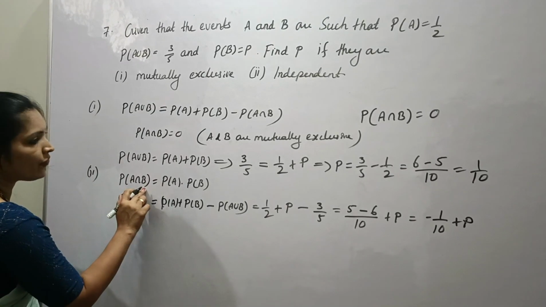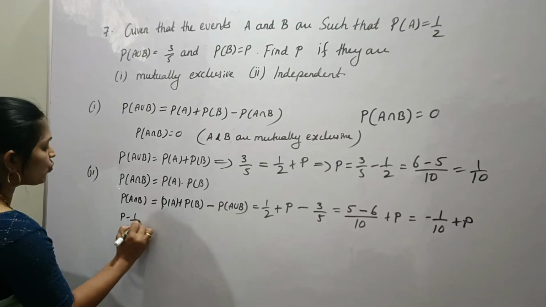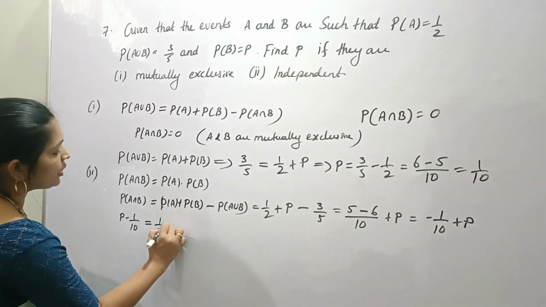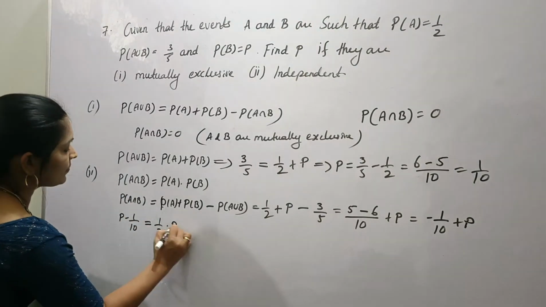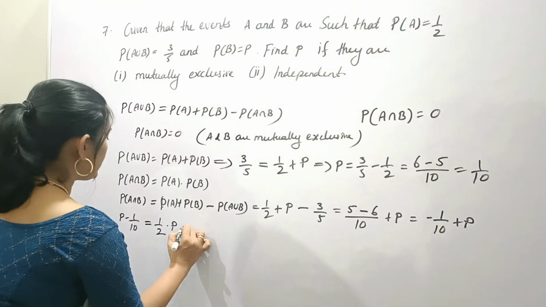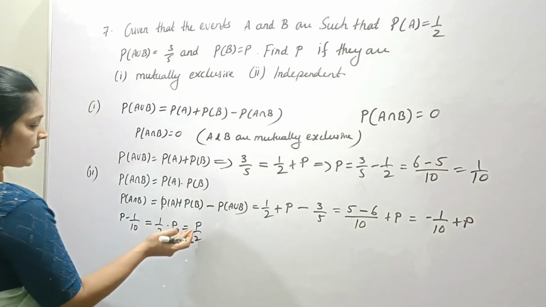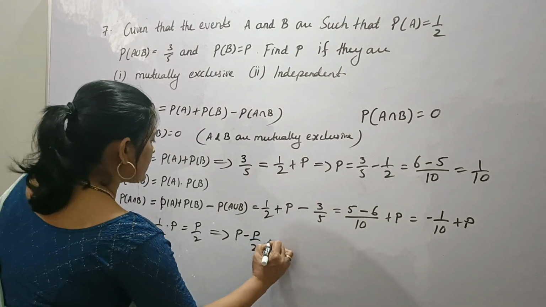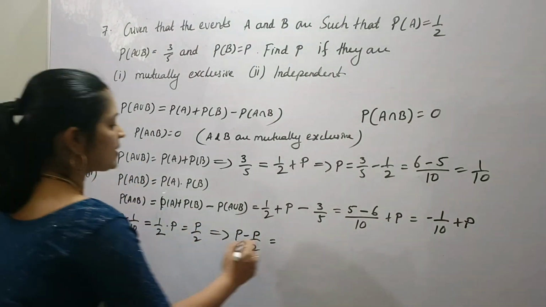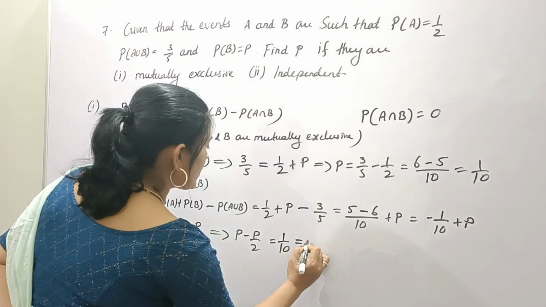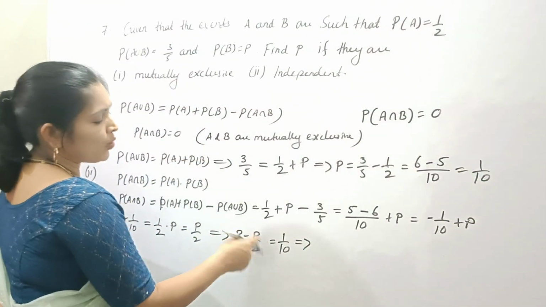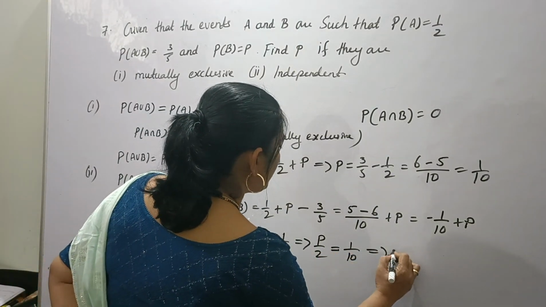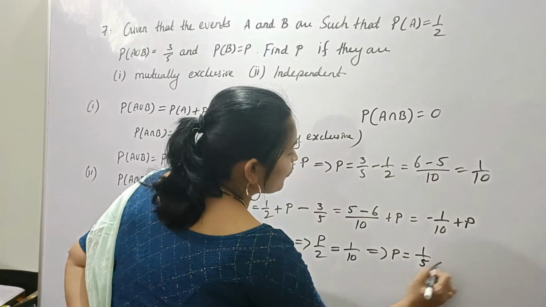Therefore, probability of A intersection B, P minus 1 by 10, is equal to probability of A, 1 by 2, into probability of B, P. So this is equal to P by 2. Next, let's take this P by 2 to the left side. So, P minus P by 2 is equal to, taking minus 1 by 10 to the right side, 1 by 10. That implies 1 minus 1 by 2, that is 1 by 2, so P by 2 is equal to 1 by 10. That implies P is equal to, 2 cancelled, 1 by 5.